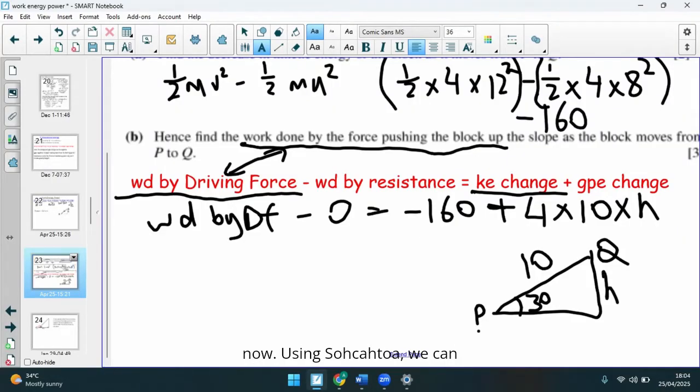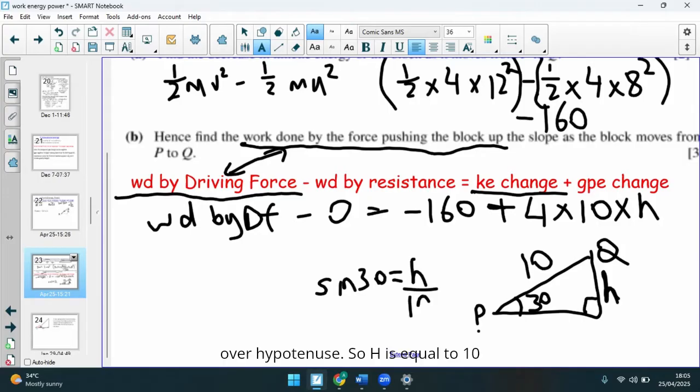Using SOHCAHTOA, we can find the h that we need. So we have opposite, which is h, and hypotenuse is 10. So sine 30 equals opposite over hypotenuse. So h is equal to 10 times sine 30, which is 5. Now, once you've got h, you replace h in your formula with 5.